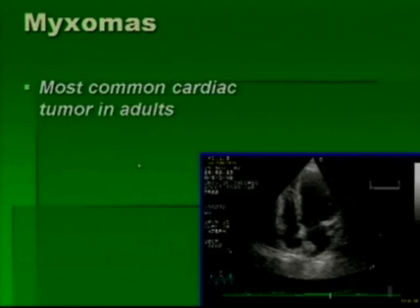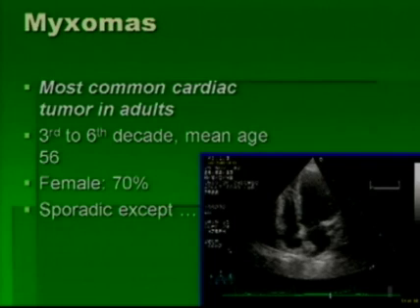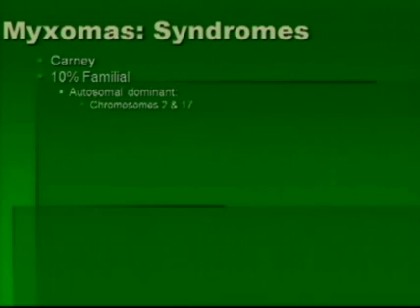Myxomas are the most common cardiac tumors in adults. They occur in the 3rd to 6th decade with a mean age of 56 years. 70% are found in females. And for the most part, they're sporadic, with notable exceptions. The myxoma syndromes include the Carney complex. This is familial in about 10%. It's autosomal dominant and localized to chromosomes 2 and 7 genetic defects. The KRAS genes on chromosome 12 have also been implicated, and the mean age is a lot earlier, 25 years.